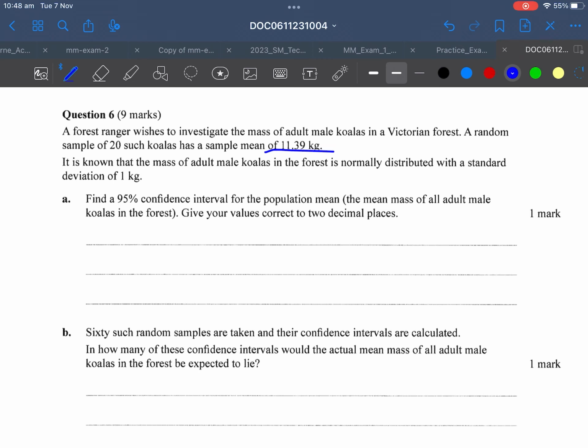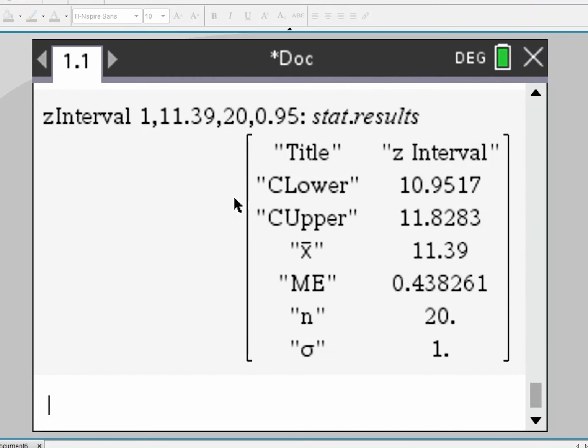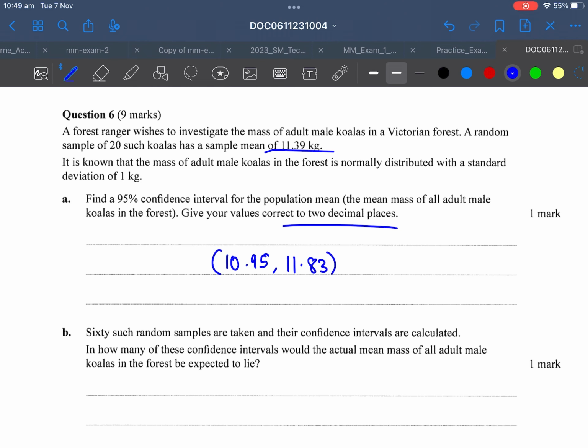Okay, so menu, 1 and stats. So our standard deviation is 1, sample mean is 11.39, our n is going to be 20, and we want 95%. So our confidence interval would be 10.95 and 11.83. Okay, so again, my iPad is not scrolling.